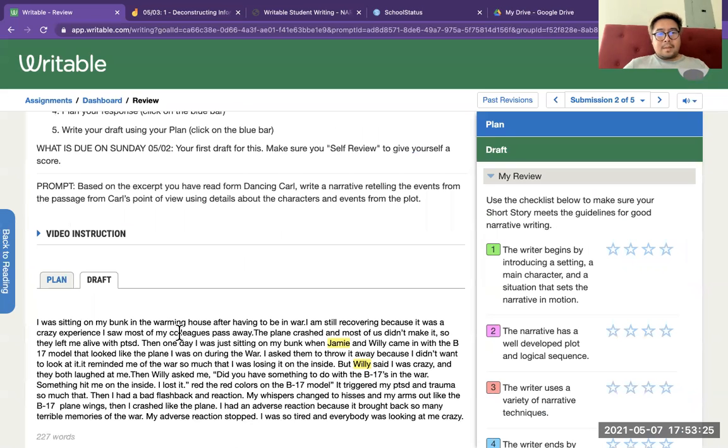Sitting in a bunk in a warming house after having been in war, I'm still recovering because it was a crazy experience. Most of my colleagues passed away. The plane crashed and most of us didn't make it. So it left me alive with PTSD. Then one day I was just sitting on my bunk when Jamie and Willie came in with the B-17 model.